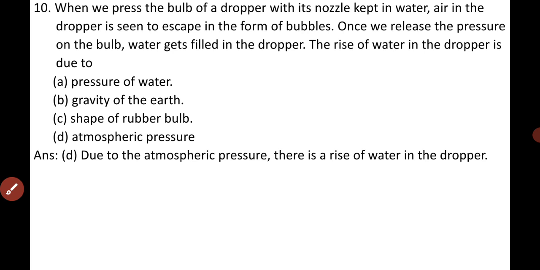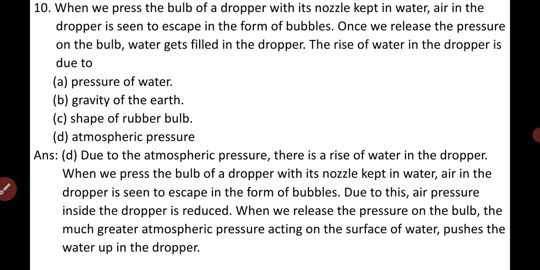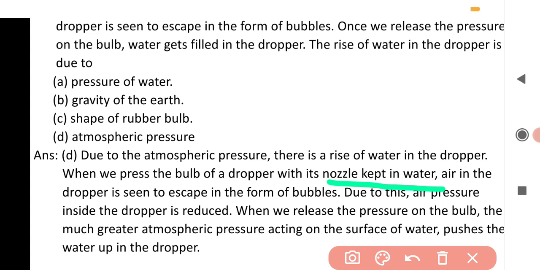There will be a rise in water inside the dropper. And what is the reason? You see, this is the reason. When we press the bulb of a dropper with its nozzle kept in water, air in the dropper is seen to escape in the form of bubbles. That means when we try to press the rubber bulb of the dropper, the air in the dropper will escape in the form of bubbles. Then we'll see the bubbles in water. You have to keep the nozzle inside the water.